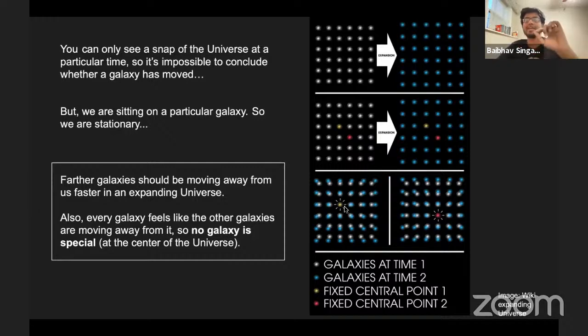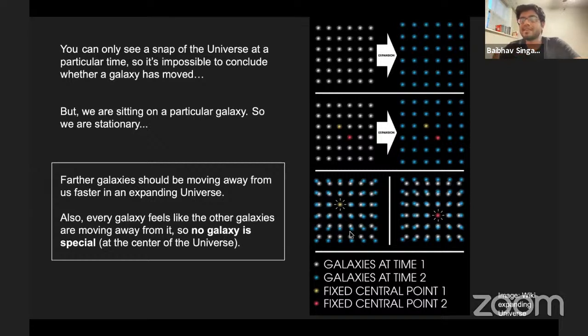So if we fix a point, let's say we are sitting on this yellow galaxy out here. Because we are not moving with time, if we superimpose both of these images together, what we'll see is that there will be a shift in the position of the other galaxies. By that principle, we should be able to observe the change in position because we are stationary. So perspective becomes important out here.